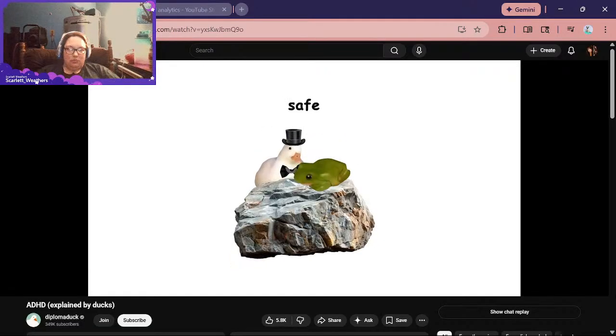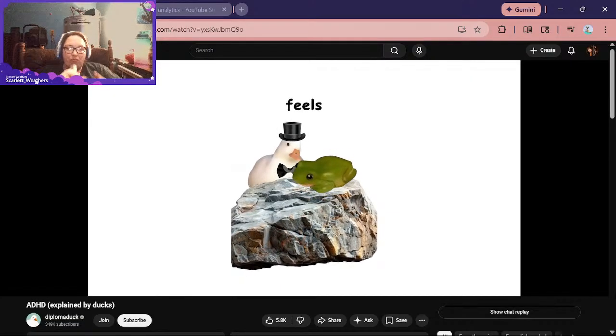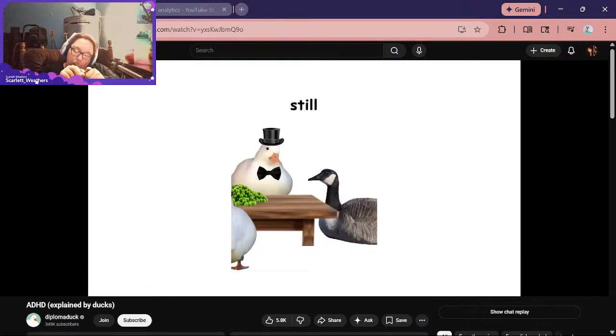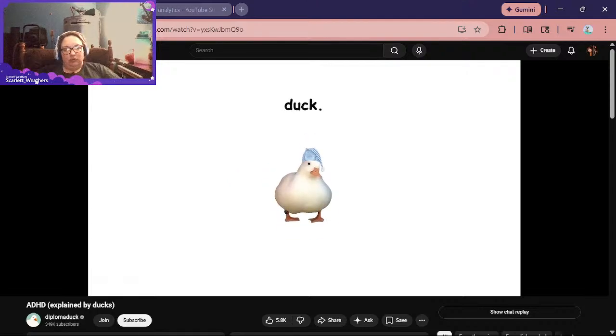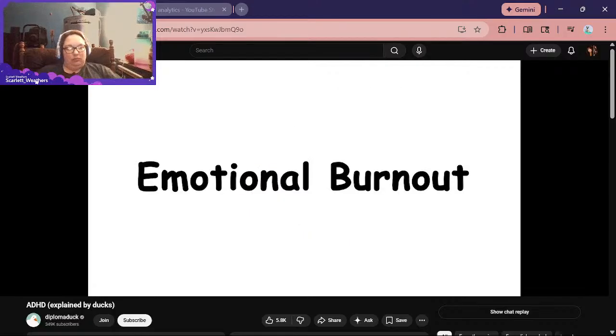Drop the mask with safe ducks. Rest without guilt. Remember what real flapping feels like. Still resting, still unmasking, still a good duck. When feelings run hot too long, the body shuts down. Study the slow collapse. Emotional burnout.